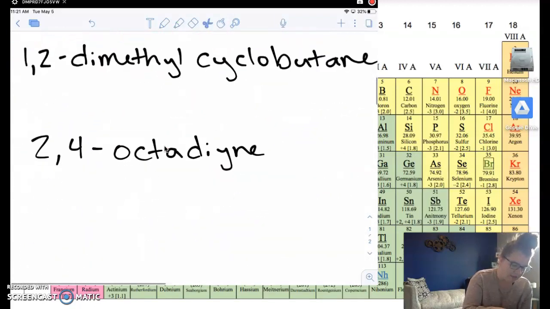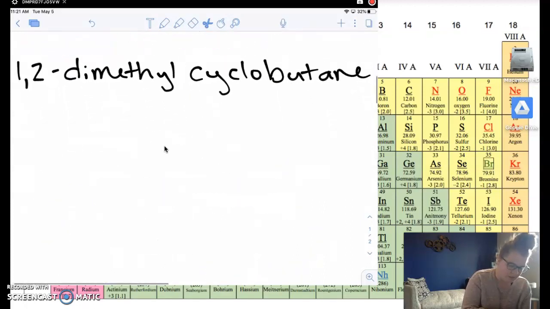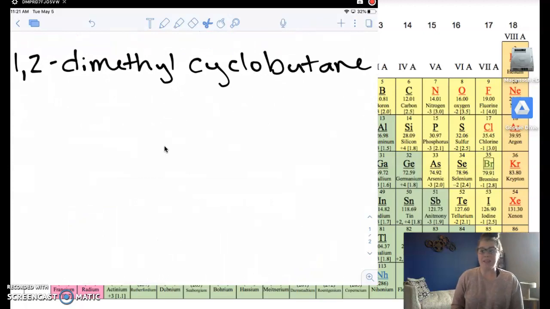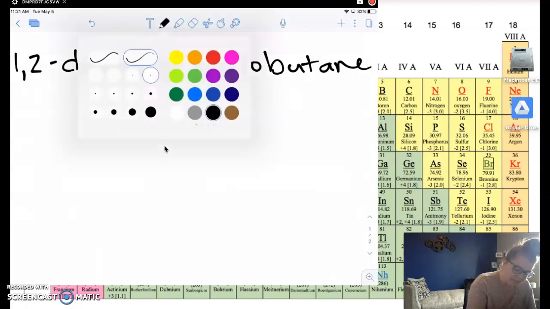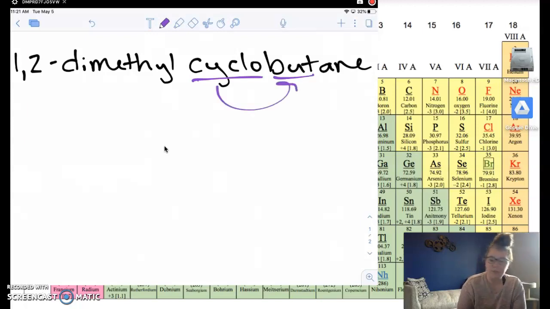The next 2 that I've got here, we're going to go ahead and focus on drawing. So the first one I'm going to draw here is 1,2-dimethylcyclobutane. Okay, you can do this. So the first thing when I see this name that I notice is cyclo. Okay, and you might remember that cyclo means that it's going to be in a ring. Okay, so it's going to be all connected into a shape. And then I see cyclobute, and bute is the prefix saying there's 4 carbons. So cyclobute means there's 4 carbons in a ring.